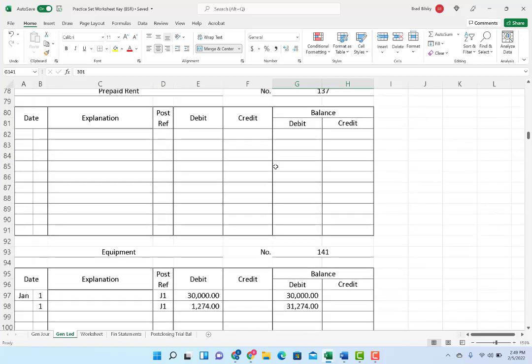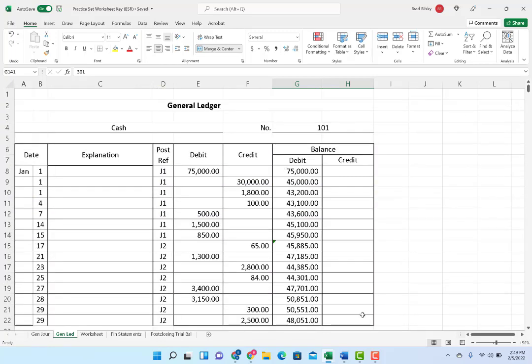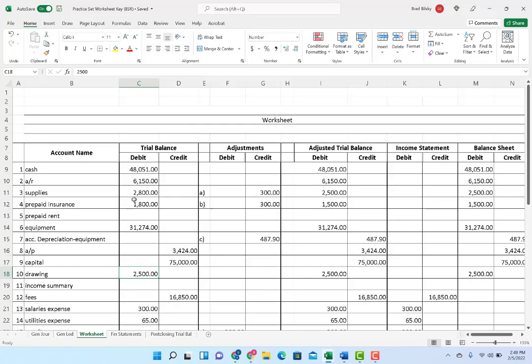So what we're going to do is take the balances from each account after making our initial entries. Notice cash. We made all of our journal entries, posted to the GL after that last entry from those transactions. Cash had a balance of $48,051. So I bring that over and I put that in the trial balance column in the worksheet. And I'm just doing the same thing.